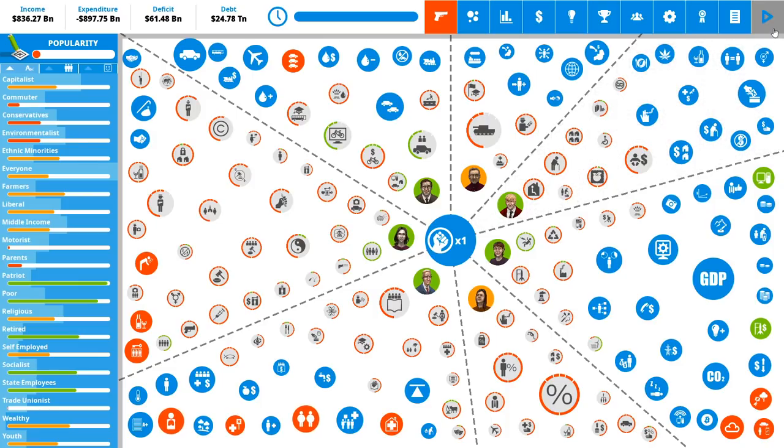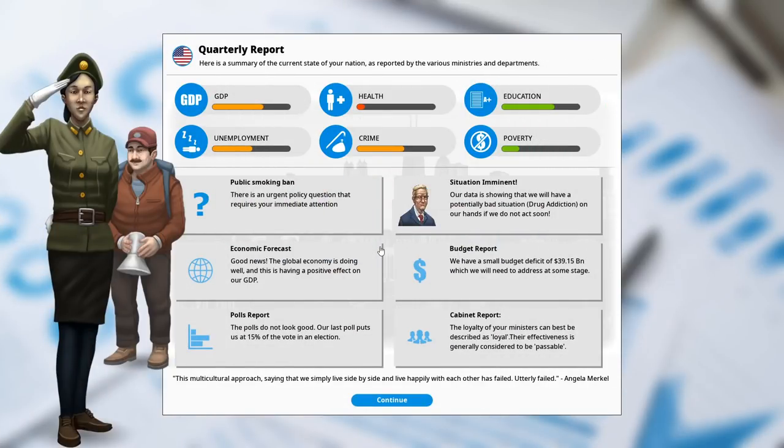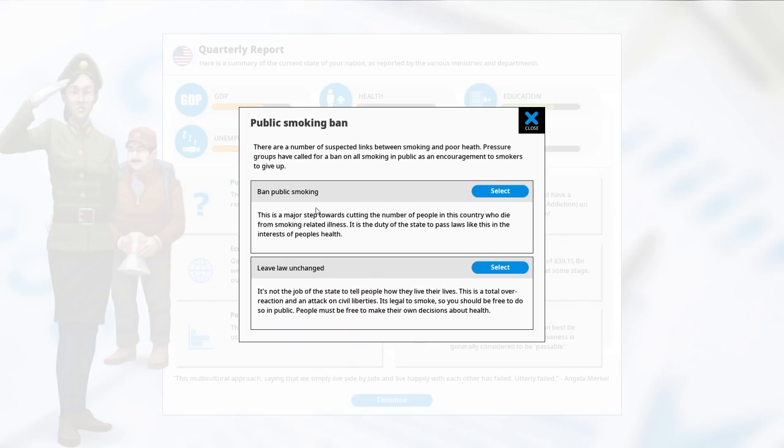So now we move time forward and see what's about to happen, and okay, health I swear just ticked up a tiny, tiny bit. An issue, though: okay, potentially bad situation, drug addiction if we don't act soon. So that's a concern. Also, public smoking ban. Okay, make people healthier but potentially annoy them, or people can smoke wherever they want.